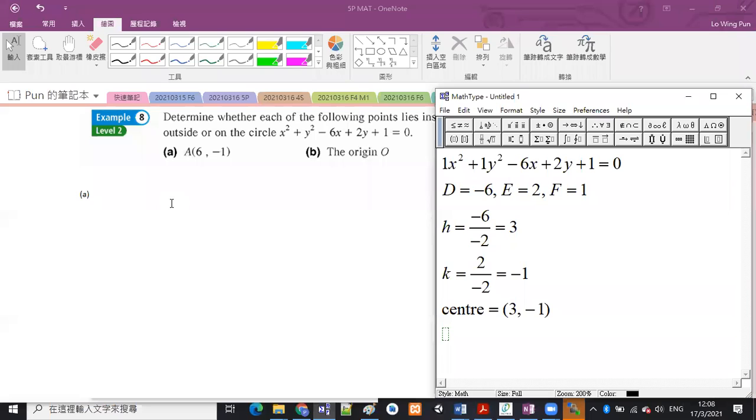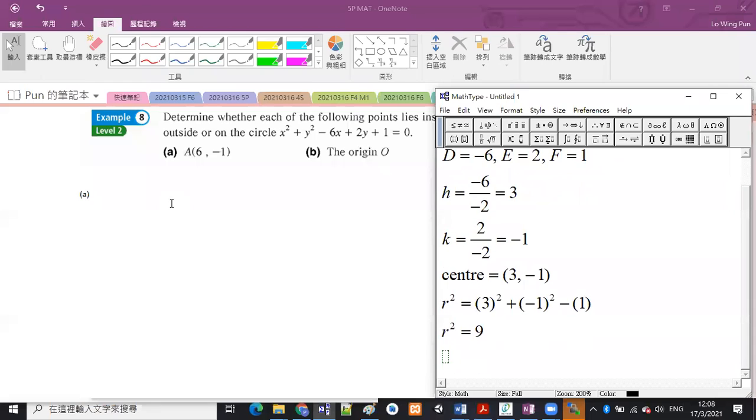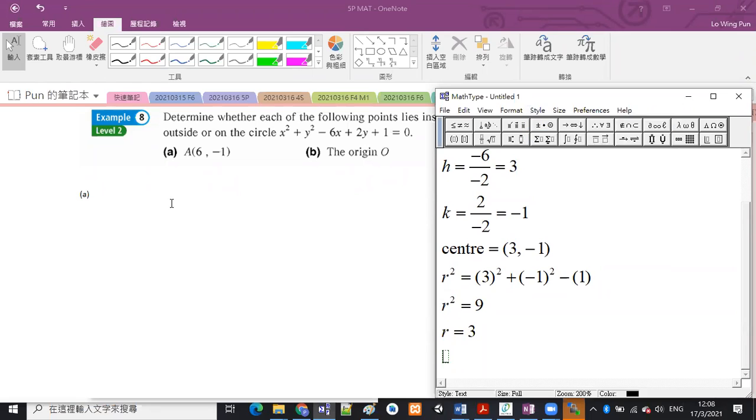We need to find both the center and the radius. And then if we have the center, we can calculate R square. R square is equal to H square plus K square minus F. And then R square is equal to 9. And taking square roots, R should be equal to 3, which means that the radius is equal to 3.